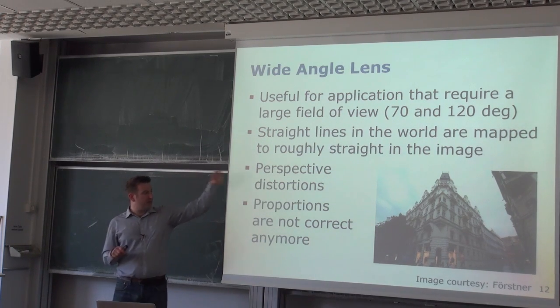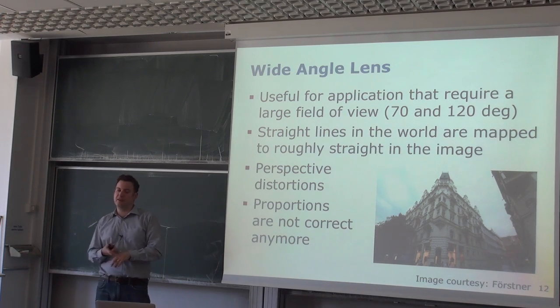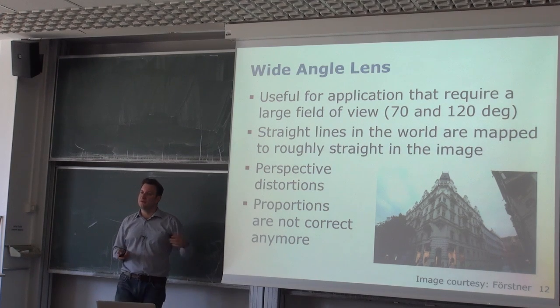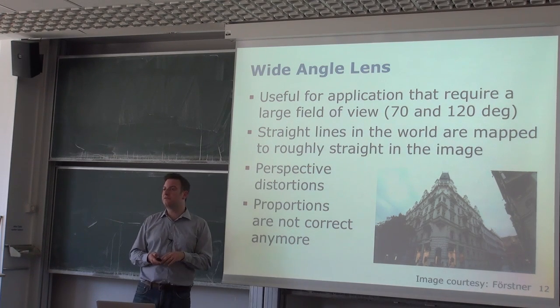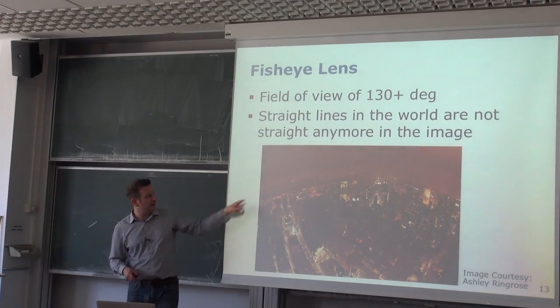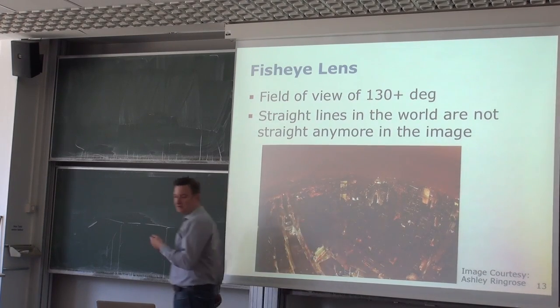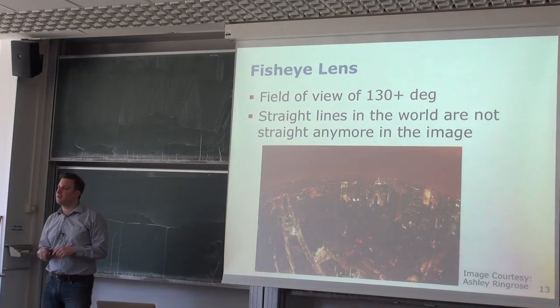So we have perspective distortions. The proportions are not correct anymore in those images, but at least straight lines are still straight. If you now go a step further and look to fisheye lenses, then we actually get something like this. Even if you look to this horizon line over here, you can perfectly see that straight lines are not straight anymore.